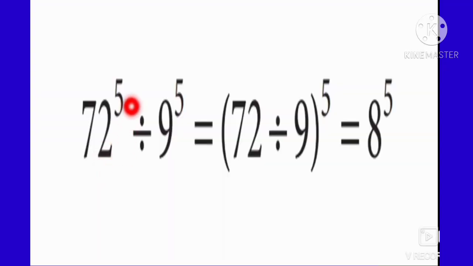Example, 72 to the power of 5 divided by 9 to the power 5. So here the bases are different and of the same exponent, and it is of the form of a fraction. So in this case we have to write down 72 divided by 9 the whole to the power of 5. The common exponent, which is the same exponent, write down here 5. So first divide the value 72 divided by 9, which gives 8 to the power 5.